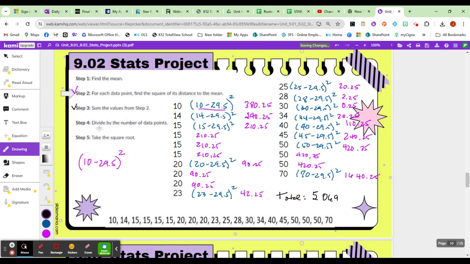We're still working on the formula. Divide by the number of data. So we're going to divide by 20, the number of numbers that you have. And then once we do that, we're going to take the square root. So 5,069 divided by 20, and then I'm going to take my square root. Let me grab my calculator here. 5,069 divided by 20 is 253.45. And then we take the square root of that.